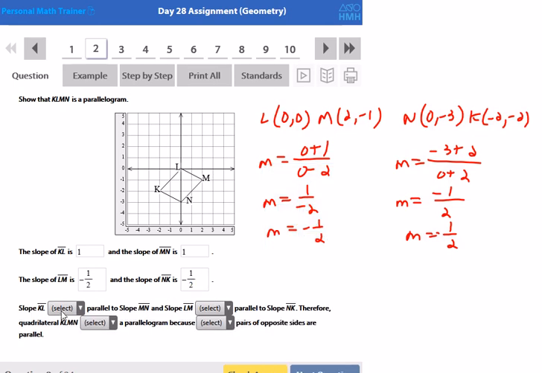So KL is parallel to MN because they have the same slope, and LM is parallel to NK. Therefore, the quadrilateral is a parallelogram because both pairs of opposite sides are parallel.